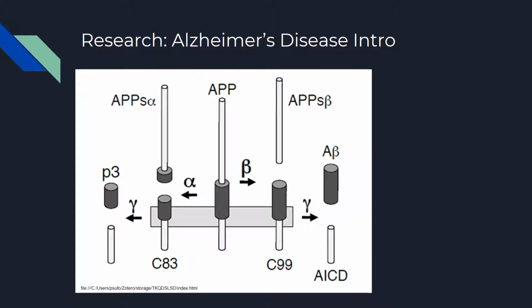BACE1 first cleaves APP to release a large secreted derivative known as APP-S beta. This is then cleaved by the gamma secretase, which produces the amyloid beta, which will then go on to produce the plaques. If the alpha secretase cuts APP first, it will create an APP-S alpha subunit, which is then cleaved by the gamma secretase, which produces the P3, which does not create the plaques that build up in the brain.